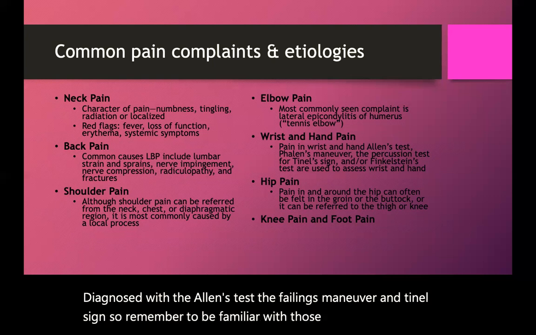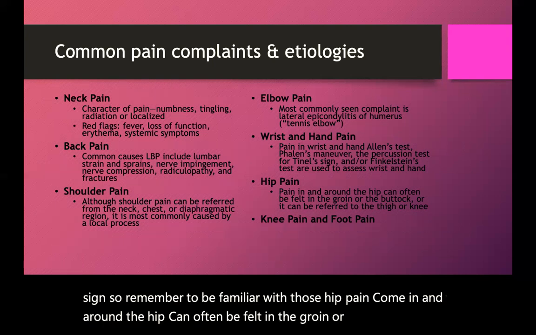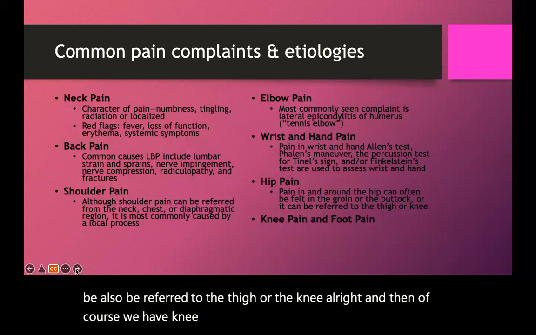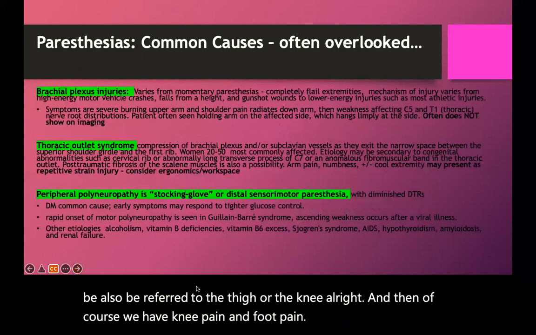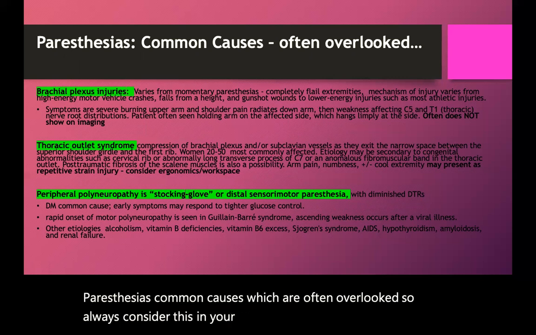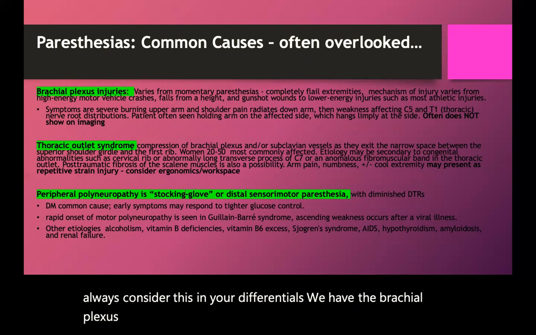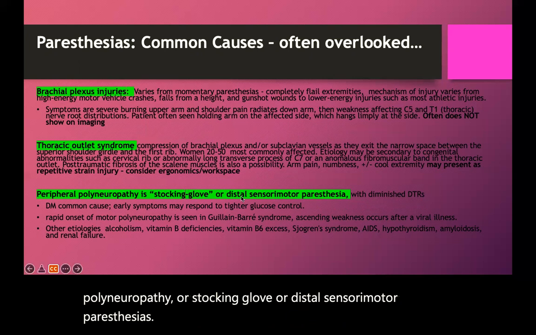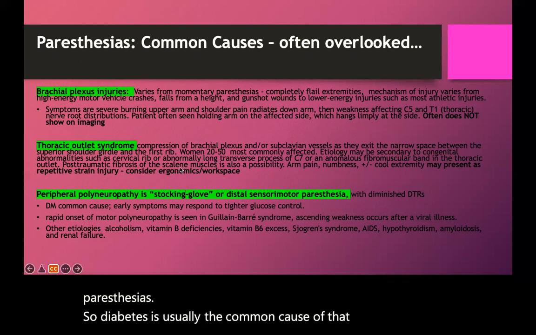Hip pain in and around the hip can often be felt in the groin or buttock and can also be referred to the thigh or the knee. All right. And then of course we have knee pain and foot pain. Paresthesias, common causes, which are often overlooked. So always consider this in your differentials. We have the brachial plexus injuries, thoracic outlet syndrome, and peripheral polyneuropathy, or stocking glove, or distal sensorimotor paresthesias. So diabetes is usually the common cause of that particular one.